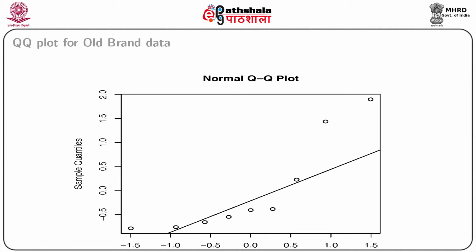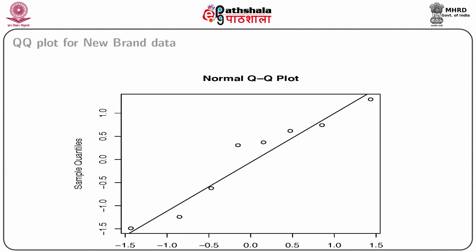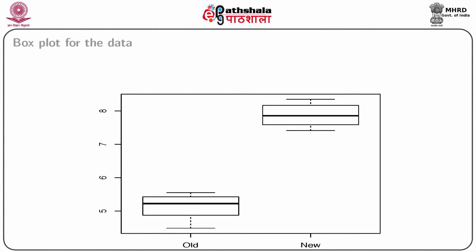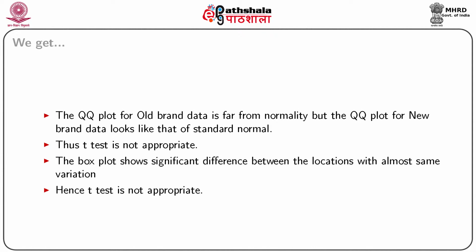The points are too distant from the straight line. However, if we look at the QQ plot for the new brand data, we find that most of the points are scattered very close to the straight line. In addition, we prepared a box plot for each brand to see the nature of difference. So, what do we get? The QQ plot for the old brand data lacks normality, but the QQ plot for the new brand data reveals that the underlying distribution might be normal. Thus, we have one non-normal distribution and the other normal, and hence the t-test is not appropriate.